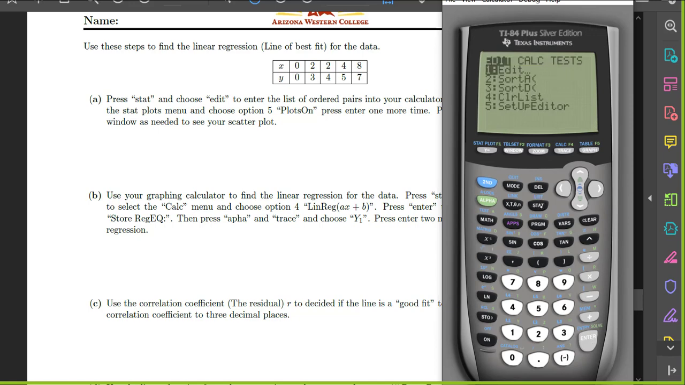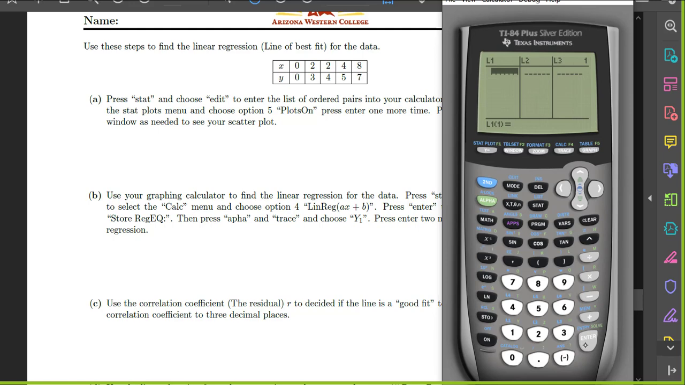Then I press stats and let's go back into edit and look who's back. Oh, L1 has come back, and the worst part is, did it actually even delete any of my data? No. So when we're deleting lists, we don't actually want to use the delete key. We go up into the header and we press clear. So that's one of the quirks on our calculator. Just be aware, because it will cause problems if you're deleting lists.